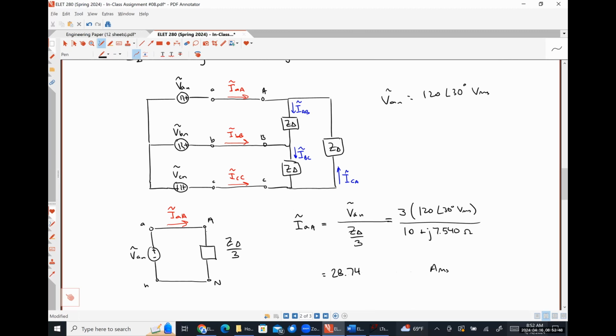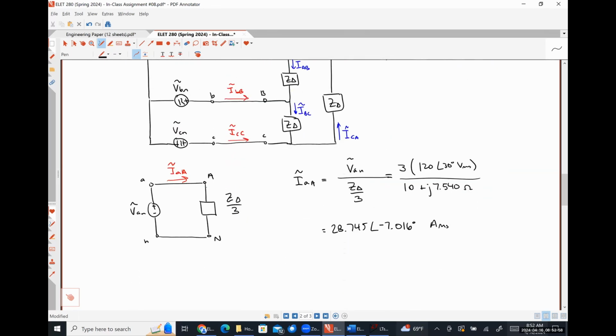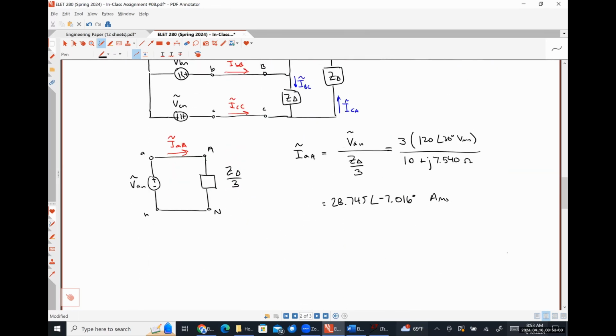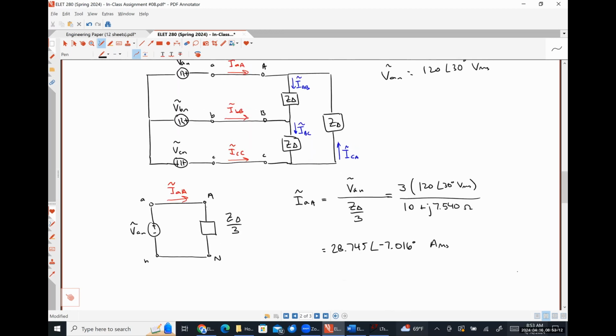28.745 angle negative 7.016 degrees. Just double checking here. Yep. Okay. Good deal. All right. So we figured out our line current. Now we need to think about how we're going to figure out our phase currents through our load.